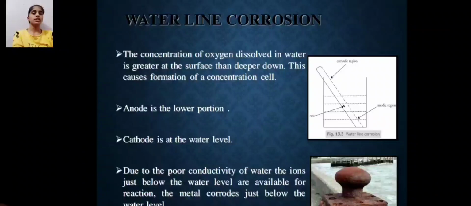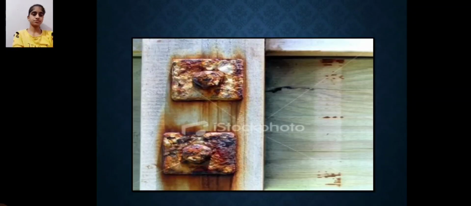Then the waterline corrosion. The concentration of oxygen dissolved in water is greater at the surface than deeper down. This causes formation of a concentration cell. The anode is the lower portion and the cathode is at the water level. Due to poor conductivity of water, the ions just below the water level are available for reaction. The metal corrodes just below the water level. Here is an example. This is the second example.